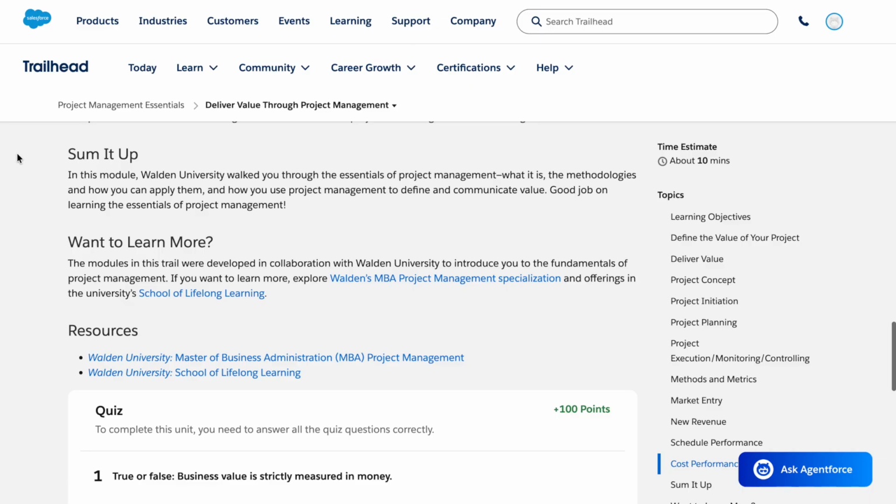Sum it up. In this module, Walden University walked you through the essentials of project management, what it is, the methodologies and how you can apply them, and how you use project management to define and communicate value. Good job on learning the essentials of project management.